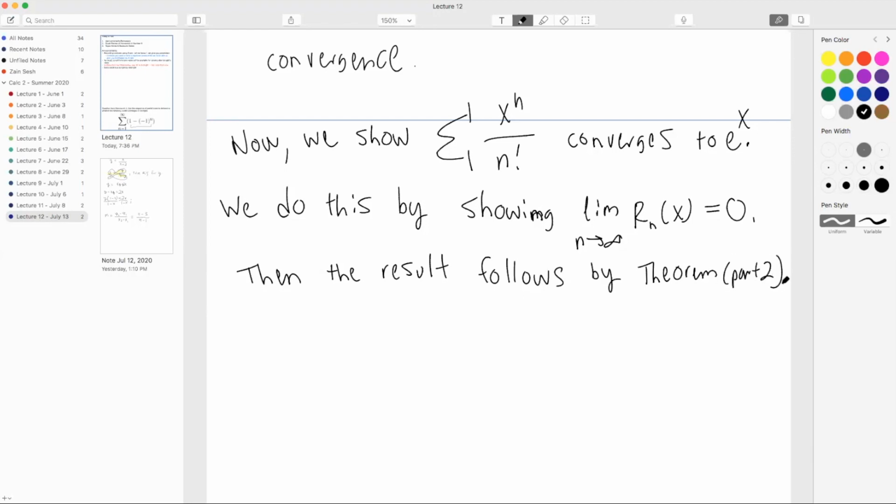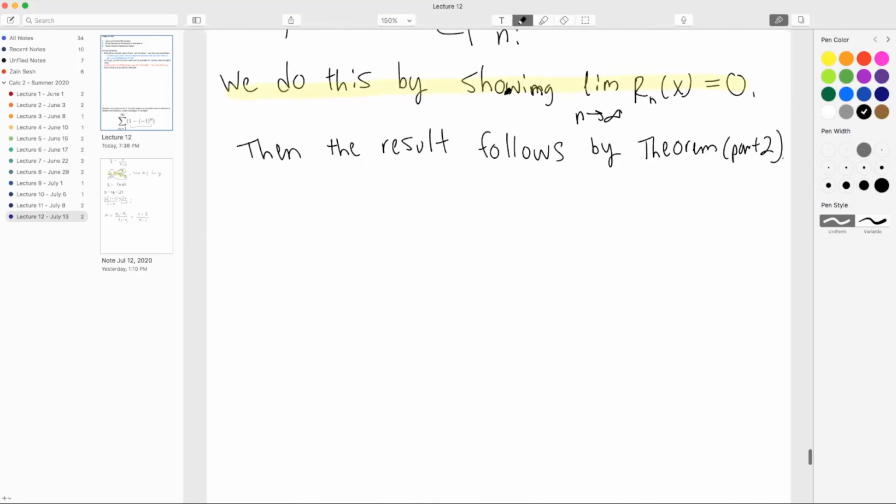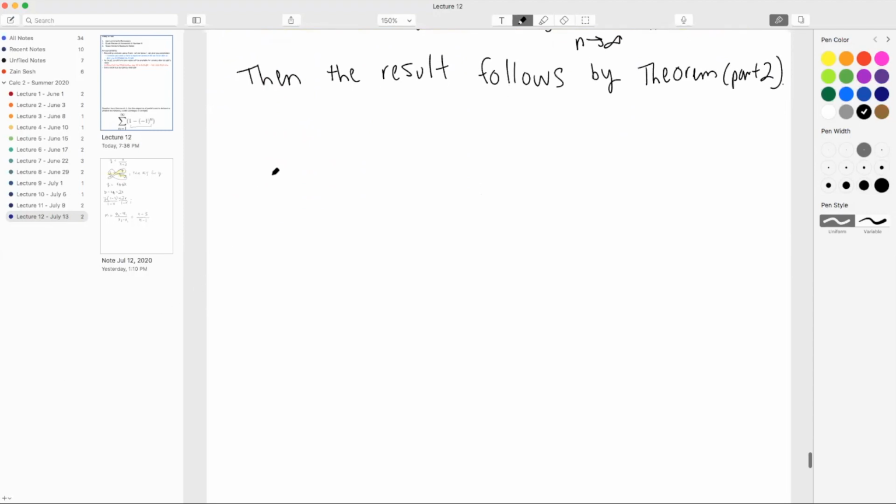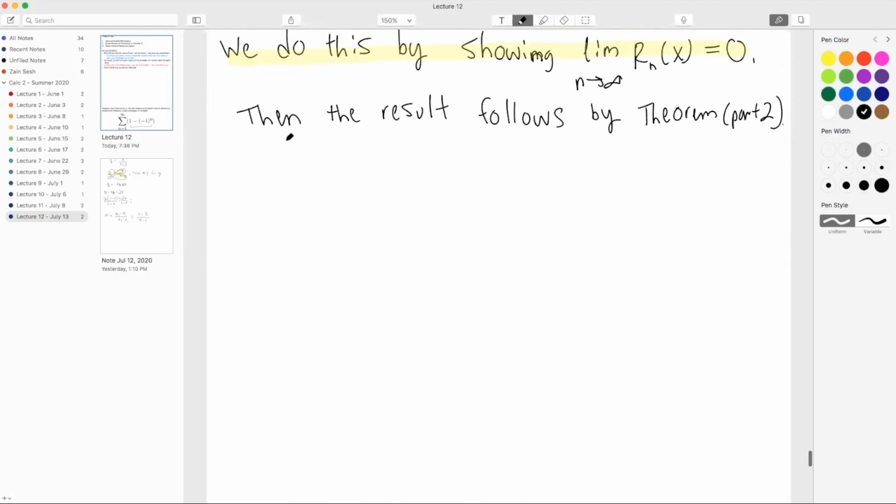Theorem part 2 said if the limit of the remainder term is 0, then good things happen. Our Taylor series actually converges to f of x, okay? So that's what we set out to do. So this is what we're doing. Very good. All right, so let's compute this guy.